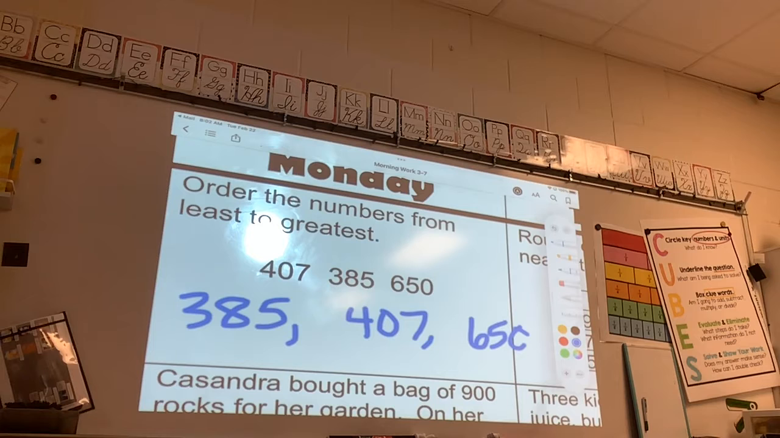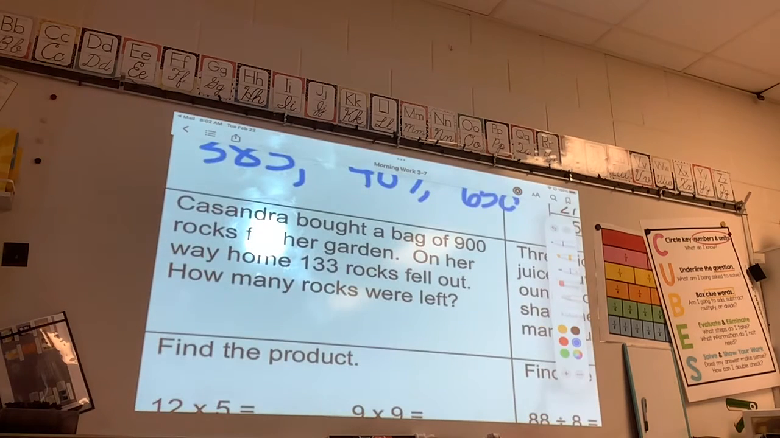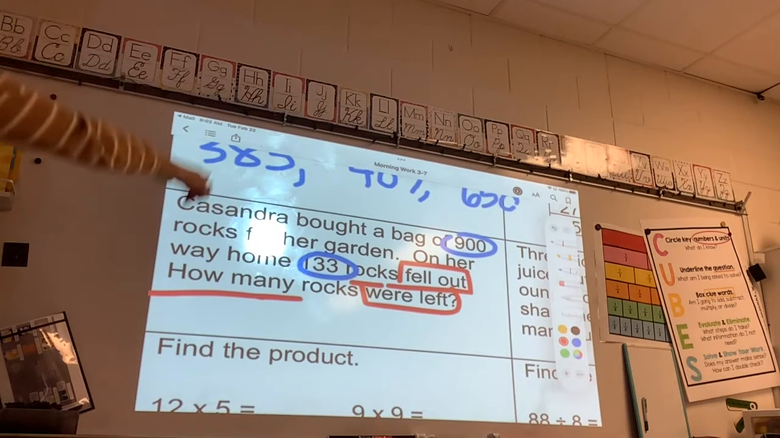Not too bad? Okay. Cassandra bought a bag of 900 rocks for her garden. On her way home, 133 rocks fell out. If I stop right there, what is my math word? Fell out. Good. Typically, if something's falling out and we're left, what type of math will we do? Subtract.